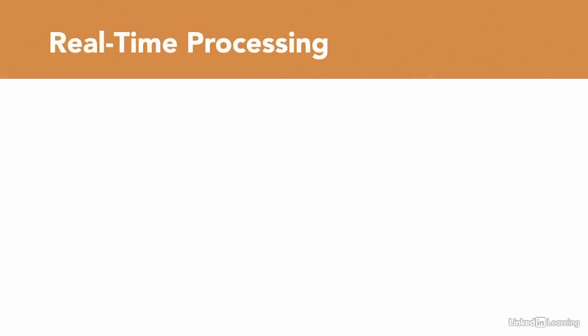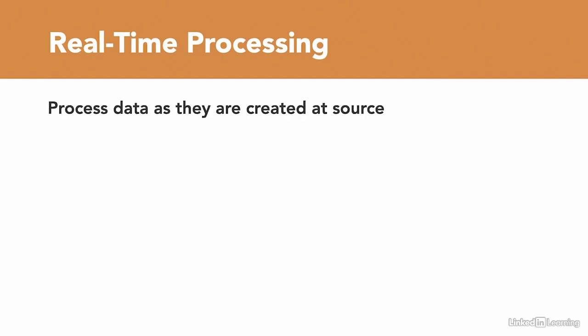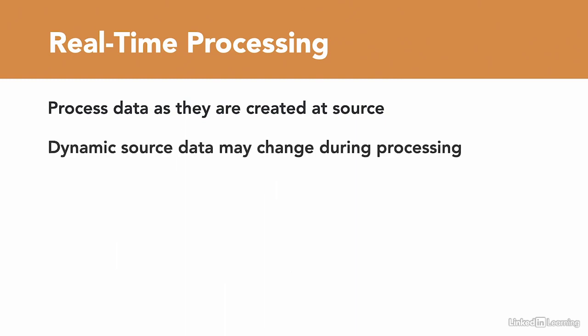How is real time processing different? Real time processing or stream processing works on input data as it is created at the source. It does not wait for the batch of records to build up, rather, it processes one record at a time. As processing is going on, the input data may change while processing. Stream processing should account for such changes and reprocess when needed.